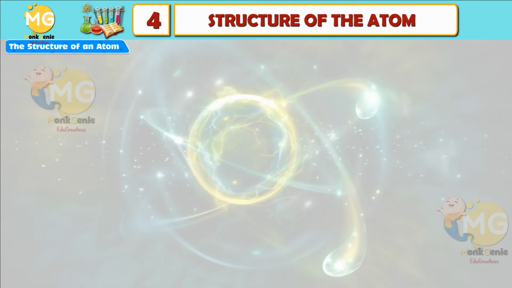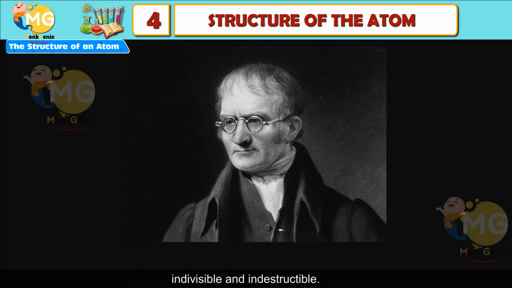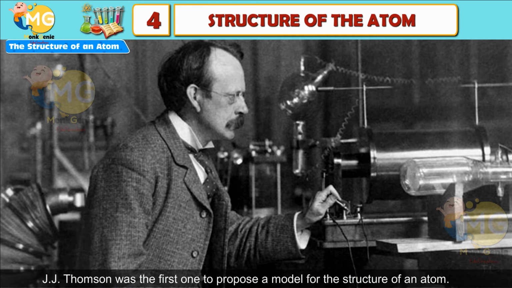The structure of an atom. According to Dalton's atomic theory, the atom was indivisible and indestructible, but the discovery of two fundamental particles, electrons and protons, inside the atom changed this. J. J. Thomson was the first one to propose a model for the structure of an atom.